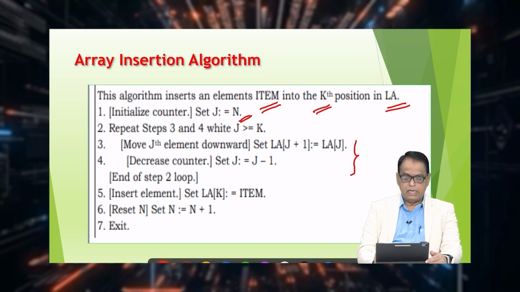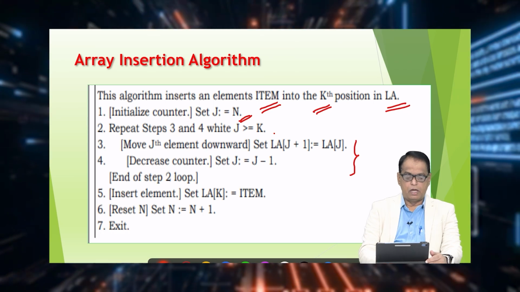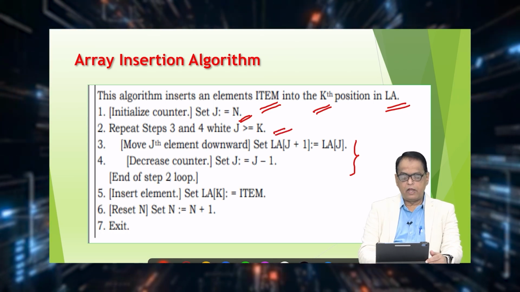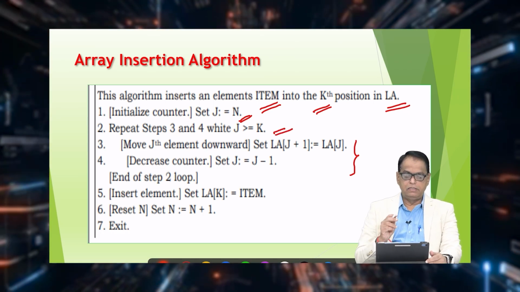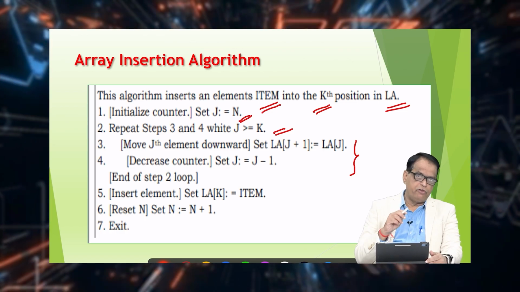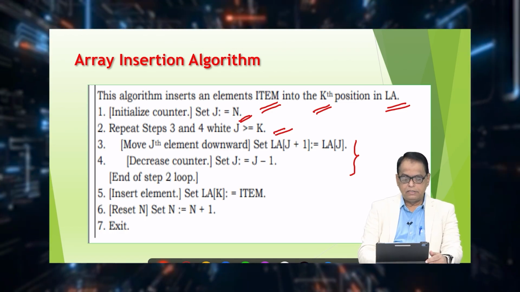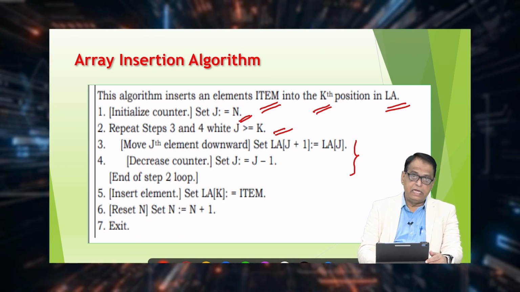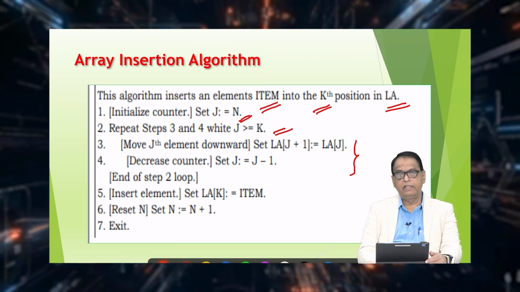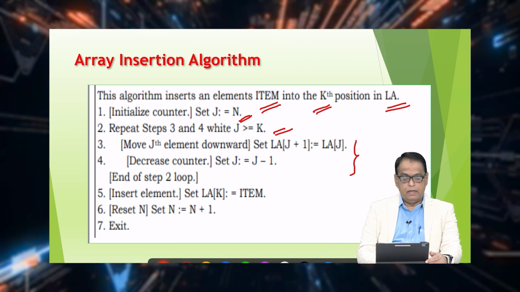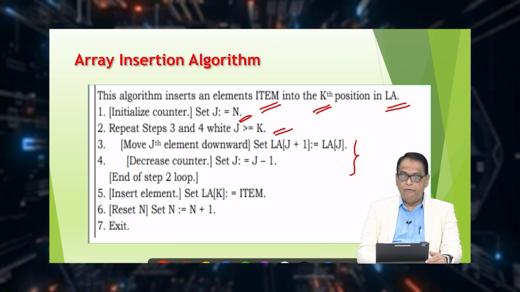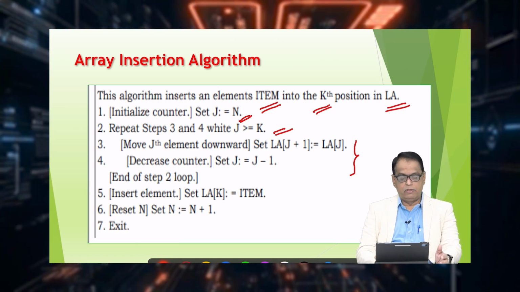And we will repeat steps 3 and 4 while j is greater than or equal to k. So we have taken a variable j. The initial value of j will be n, and we will repeat the steps as long as j is greater than or equal to k. When it is not, we will exit the algorithm.